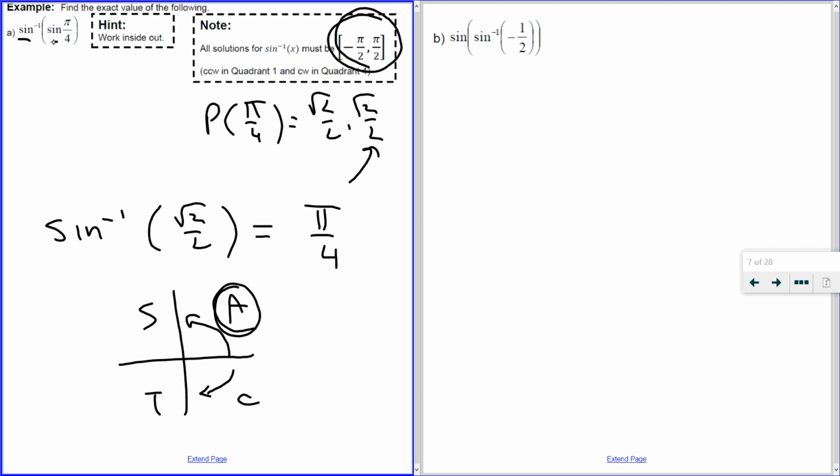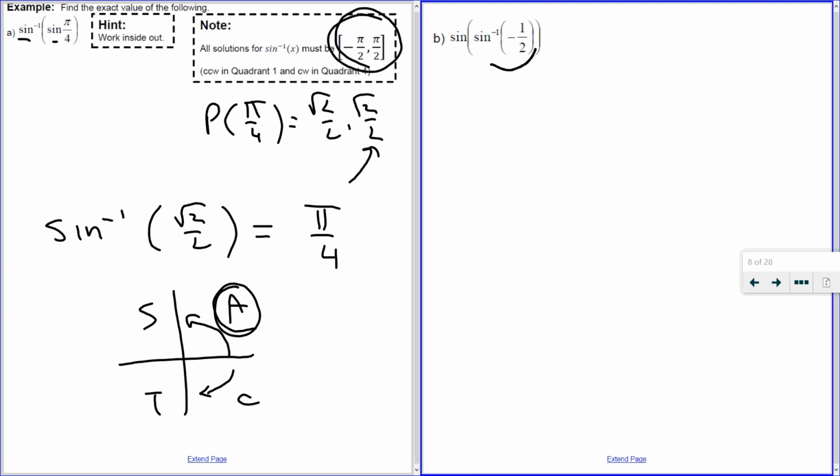Okay, so let's look at another example. Sine of sine inverse of negative a half. So we're working inside out. First, I want to find out what the sine inverse of negative a half is. So I'm given the ratio, and I want to go backwards to find the angle.